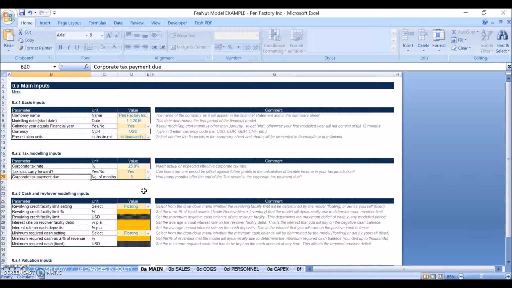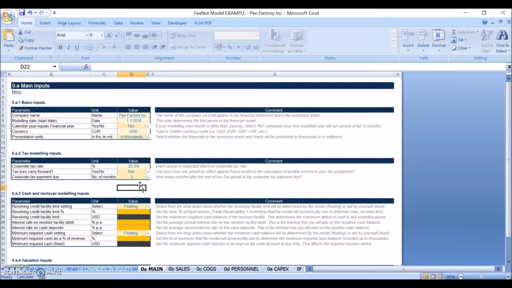This can vary from country to country. In some countries you actually may pay the income tax more often than once a year. You may pay it on a quarterly basis, but for the purpose of our model, we assume that the corporate income tax is paid once a year, and you can select the month of the year in which this is paid, and it is used for the modeling of cash flows.